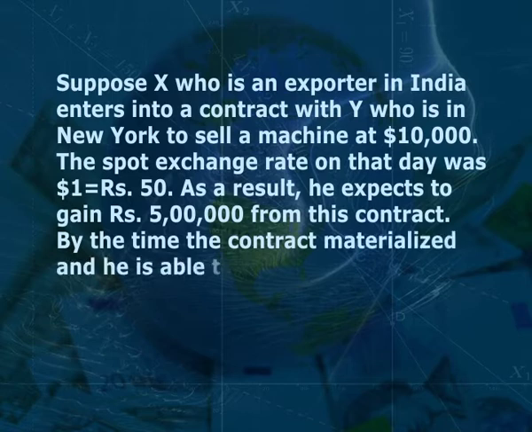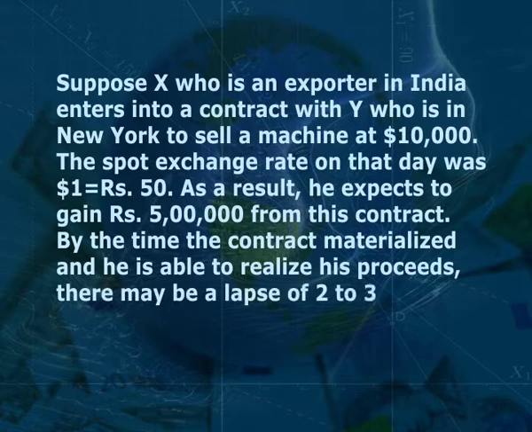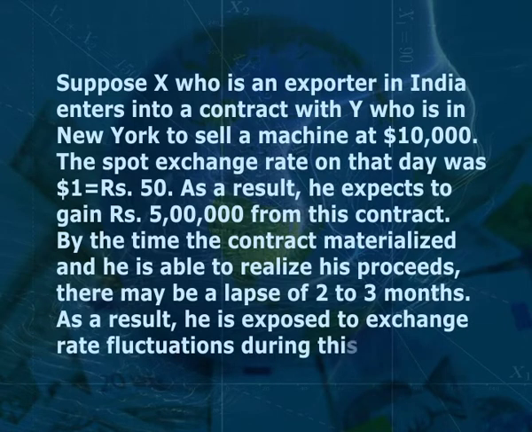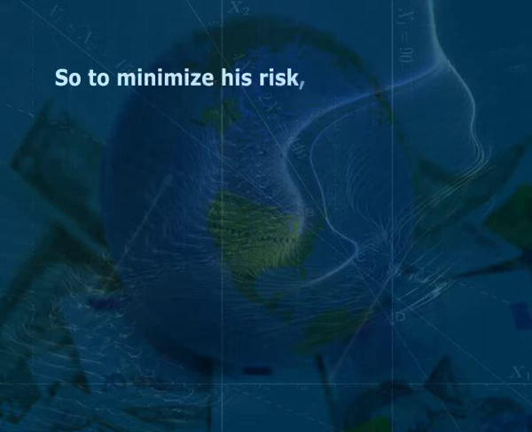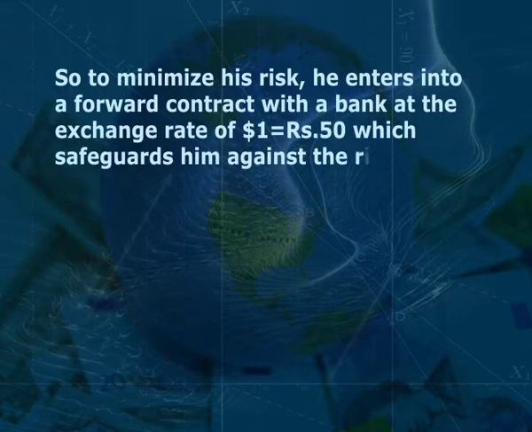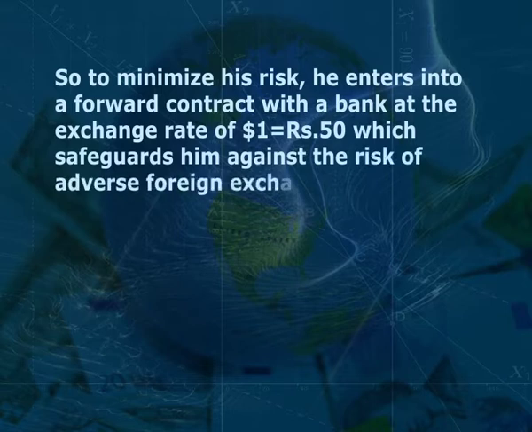By the time the contract materialized and he is able to realize his proceeds, there may be a lapse of 2 to 3 months. As a result, he is exposed to exchange rate fluctuations during this time. So, to minimize his risk, he enters into a forward contract with a bank at the exchange rate of $1 is equal to rupees 50, which safeguards him against the risk of adverse foreign exchange fluctuations.